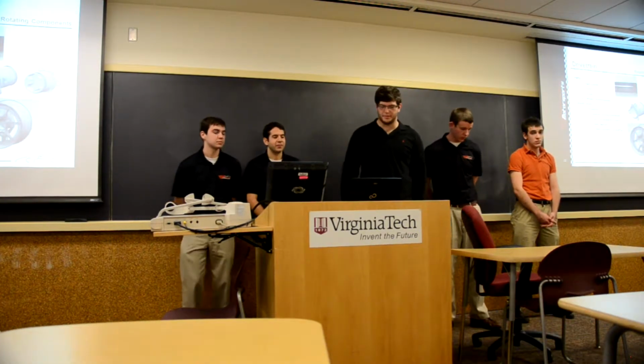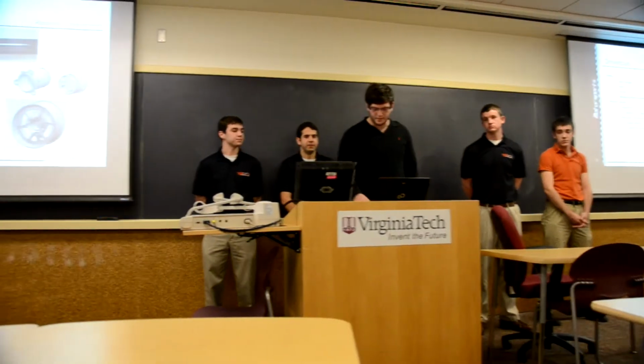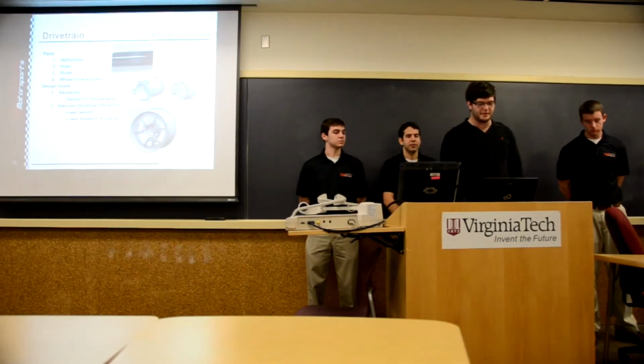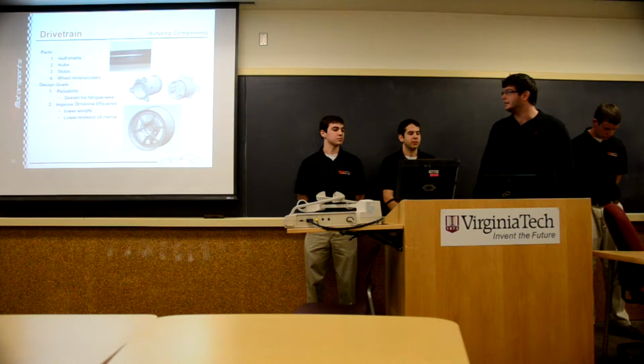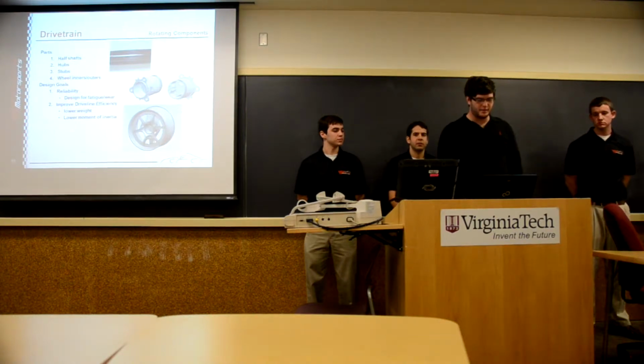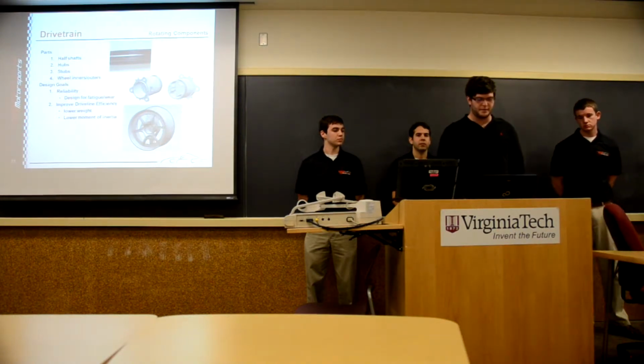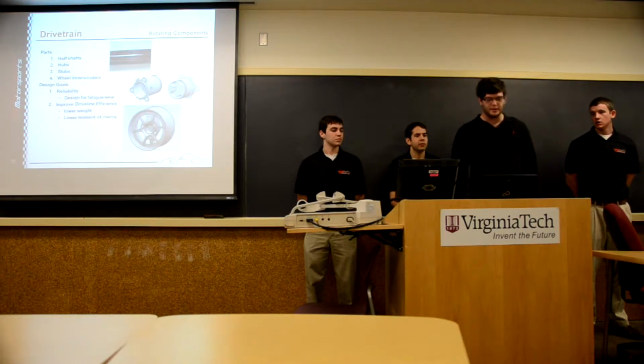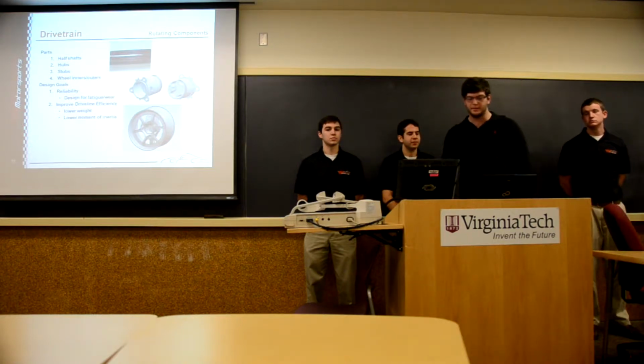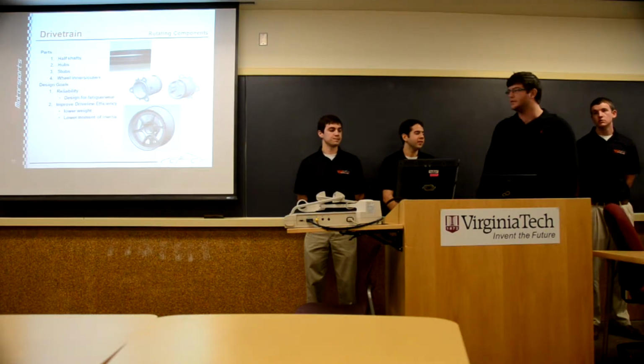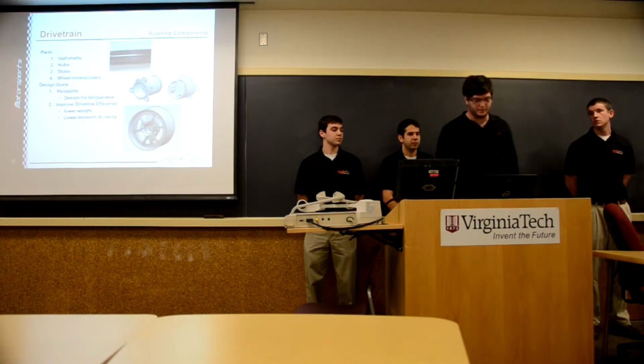I'm working on rotating components. The parts we have with the rotating components, you have half shafts, hub stubs, and then wheel inners and outers. Our design goals, first most, we have reliability, obviously. You need to design for fatigue and wear. The rotating components probably see more wear than any other components on the car.